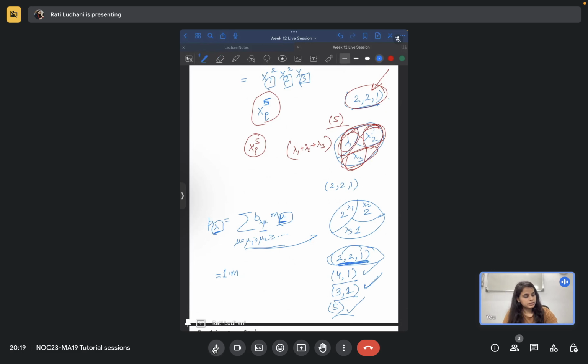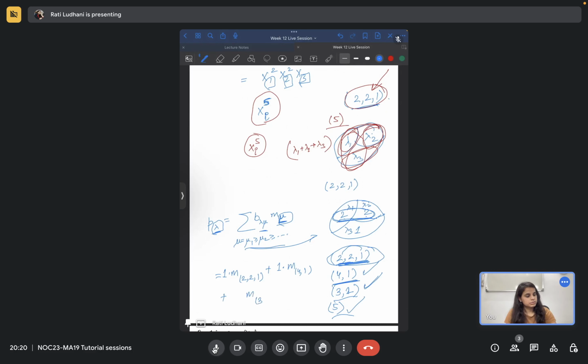So m mu is exactly 2 2 1 plus. Now with 4 1, how are you getting it? You are collecting lambda 1 and lambda 2, so you are adding lambda 1 and lambda 2, and there is only one choice: lambda 1 plus lambda 2 comma lambda 3. Is there any other option? No. So this is again 1.